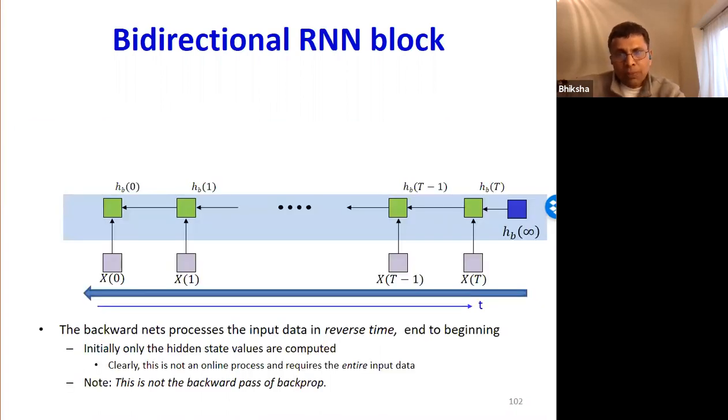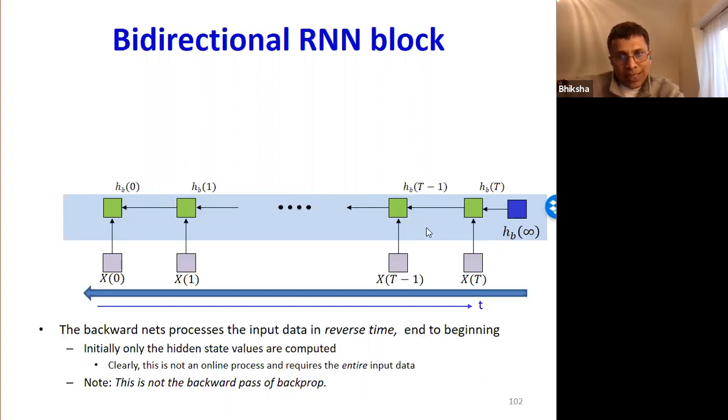The backward net processes the data in reverse, from the end to the beginning. Again, to be clear, this is not the backward pass of backprop. Rather, we are recurrently processing the input, but backwards in time. And so this produces a series of backward hidden states denoted here by HB of T. Part of the definition of this backward net is this initial state, which is HB of infinity. Again, this backward network can have multiple layers, although I'm showing only one layer.